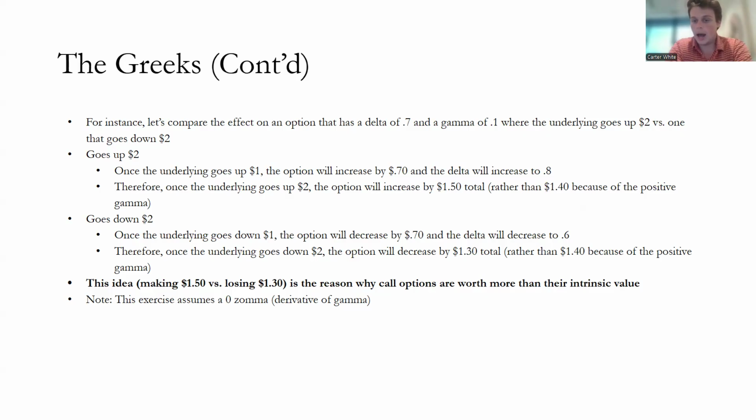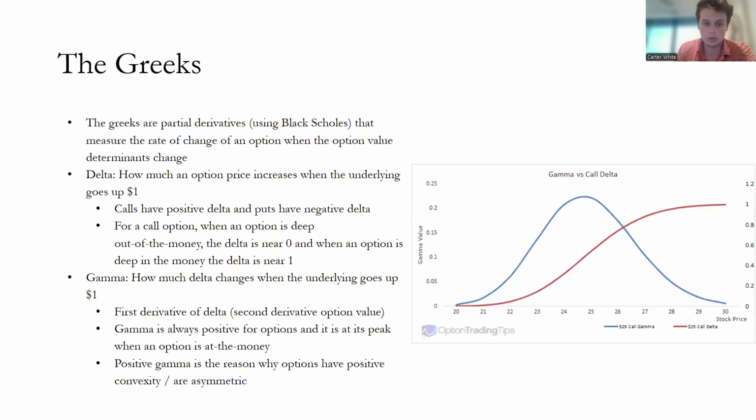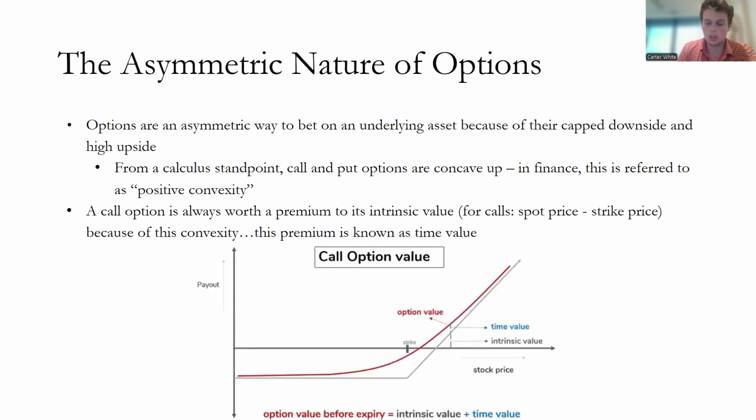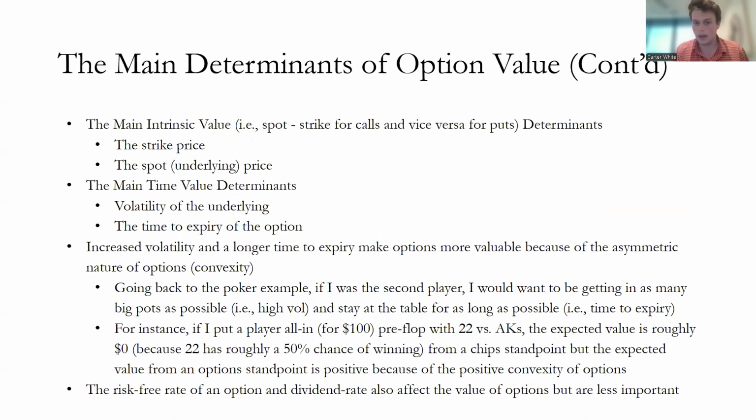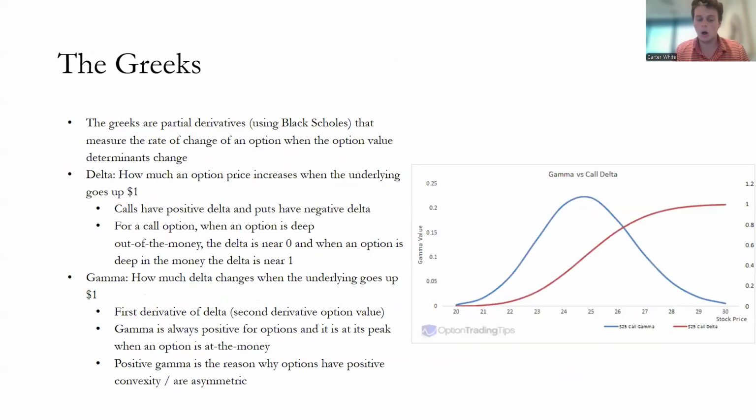So this is why options are asymmetric. And this asymmetry is why options always have that time value premium. If options didn't have that asymmetry, then the intrinsic value would just be the value of the option. It's all just because there's that limited liability.